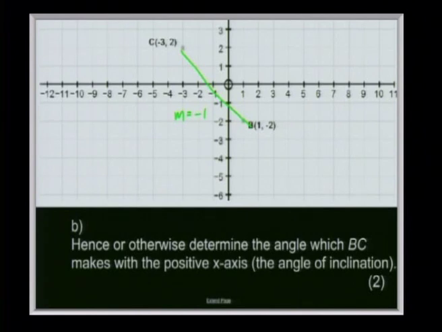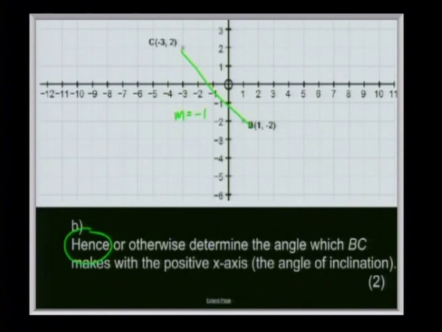Hence, or otherwise. What does the word hence actually mean? Hence means use what you've already done in the other subsections and use that answer to answer this question. The examiners also put in the proviso 'or otherwise', in case you didn't quite get it. Determine the angle which BC makes with the positive x-axis. So what are they looking for? They're looking for that angle, and they are nice enough to tell us it is the angle of inclination.